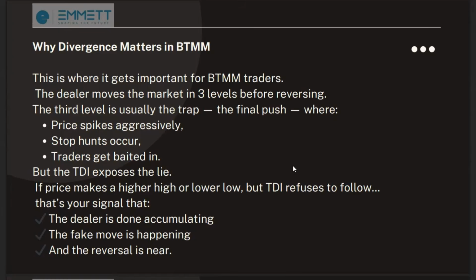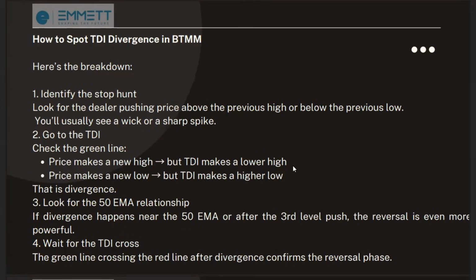Now, how do you spot TDI divergence in the BTMM method? We're going to go through the breakdown of what you need to do to identify a proper divergence. Number one is you need to identify a stop hunt. A stop hunt is where the dealer pushes the price above the previous high or below the previous low.